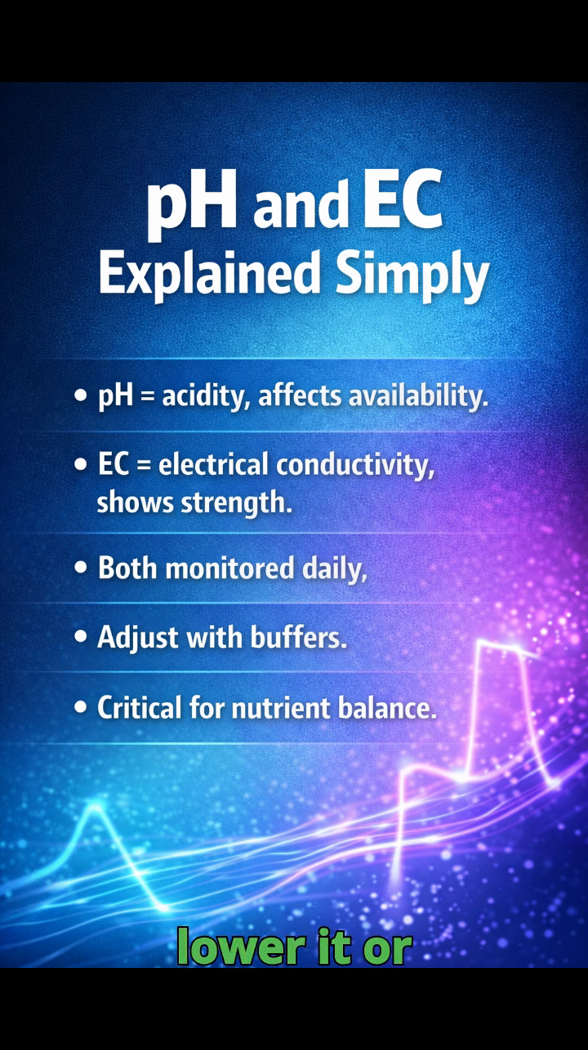pH is adjusted using acids to lower it or bases to raise it. Phosphoric acid and nitric acid are common pH-down solutions. Potassium hydroxide or potassium carbonate are used to raise pH. Adjustments are made in small increments because overcorrecting causes wild swings that stress the plant.